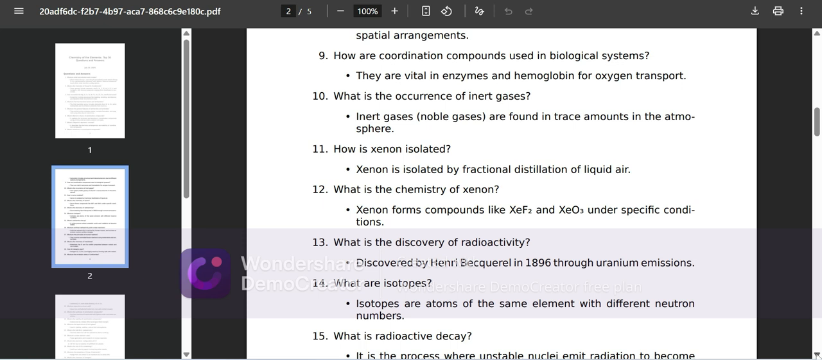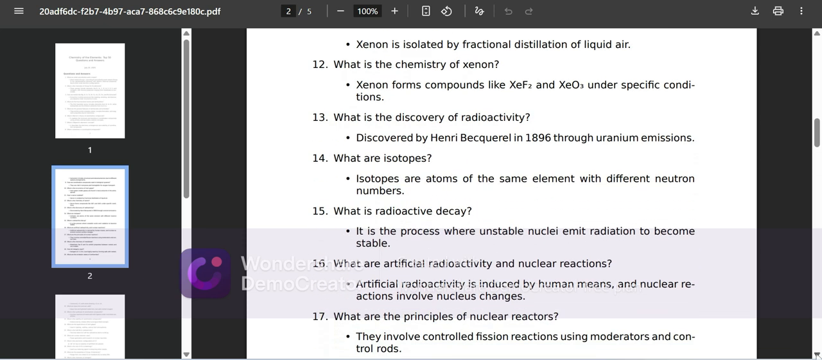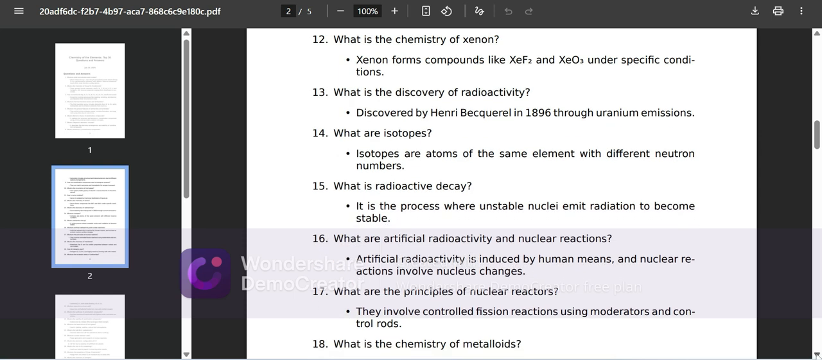How is xenon isolated? Xenon is isolated by fractional distillation of liquid air. What is the chemistry of xenon? Xenon forms compounds like xenon fluoride and xenon oxide, XeO3, under specific conditions. What is the discovery of radioactivity? Discovered by Henri Becquerel in 1896 through uranium emissions.